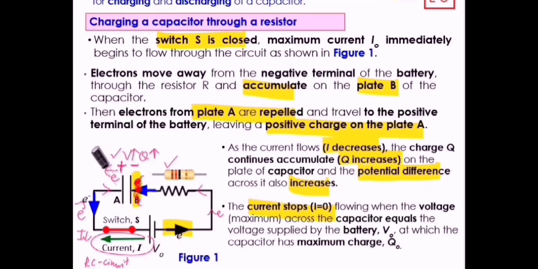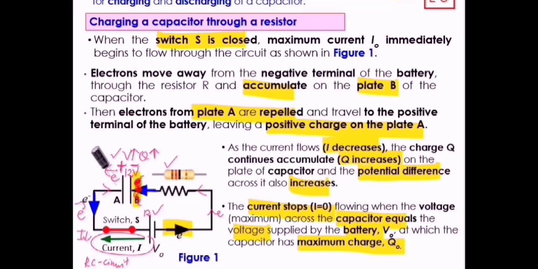So for example, this circuit has a battery of 12 volts. The current will keep decreasing and the voltage across the capacitor will keep increasing until the capacitor is charged to 12 volts. So that's what it means when it says the voltage across the capacitor equals the voltage supplied by the battery, at which the capacitor has maximum charge Q0.